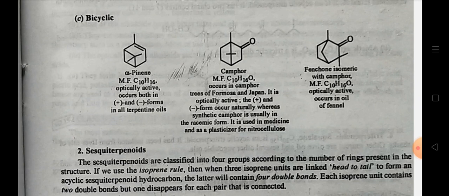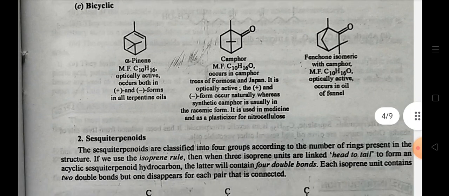Another example is fenchone, isomeric with camphor. Molecular formula is C10H16O and optically active, occurs in oil of fennel.